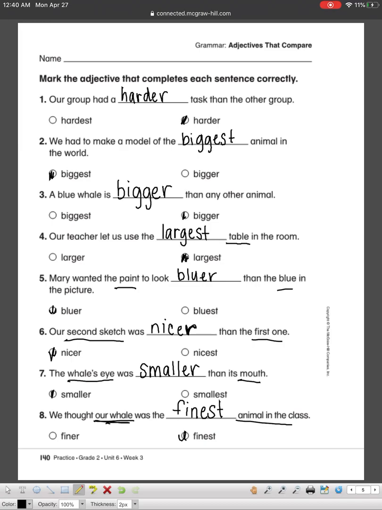Mary wanted the paint to look bluer than the blue in the picture. Number 6, our second sketch was nicer than the first one. Number 7, the whale's eye was smaller than its mouth. Number 8, we thought our whale was the finest animal in the class.